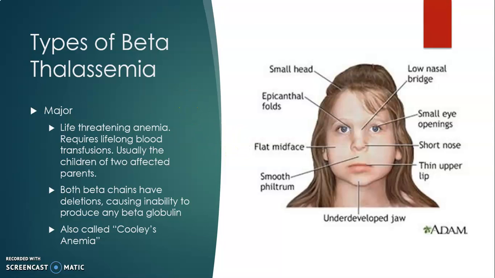so this is the really severe life-threatening anemia that'll result in lifelong blood transfusions and lifelong IV medications to decrease iron in the body, because they get really bad heavy metal toxicity from the amount of iron in their bodies. In this picture you can see that sometimes the children with this really severe beta thalassemia will have deformities in their face, and you will be able to notice that based on their facial features.